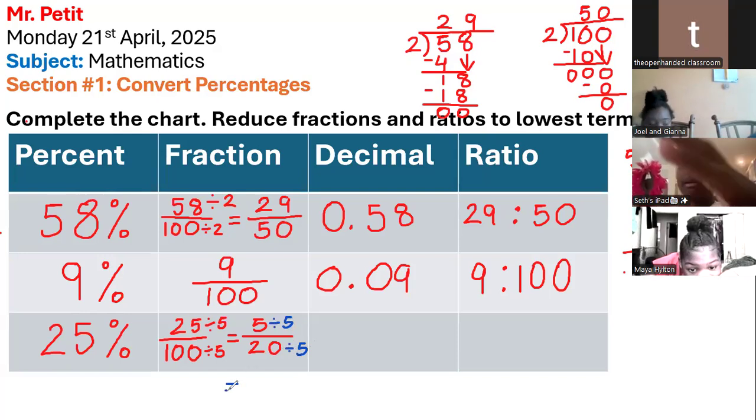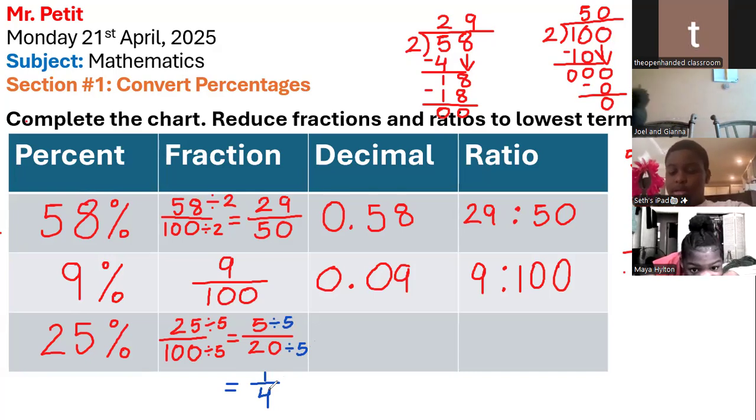So it's going to be what? What is 5 divided by 5? 5 divided by 5 is 1. Very good. And what is 20 divided by 5? 4. Very good. All right, so the answer is 1 over 4. Do you understand that, Seth? Yes, sir. You need to write this down.